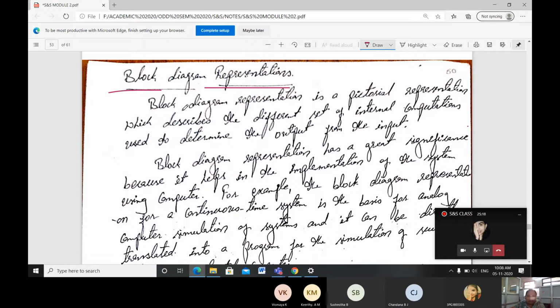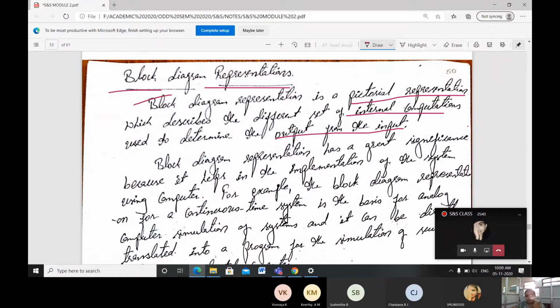What is the meaning? Block diagram representation is the pictorial representation which describes the different set of internal components. Internally, it is connected internal components used to determine the output from the input. This is the meaning of the block diagram representation.